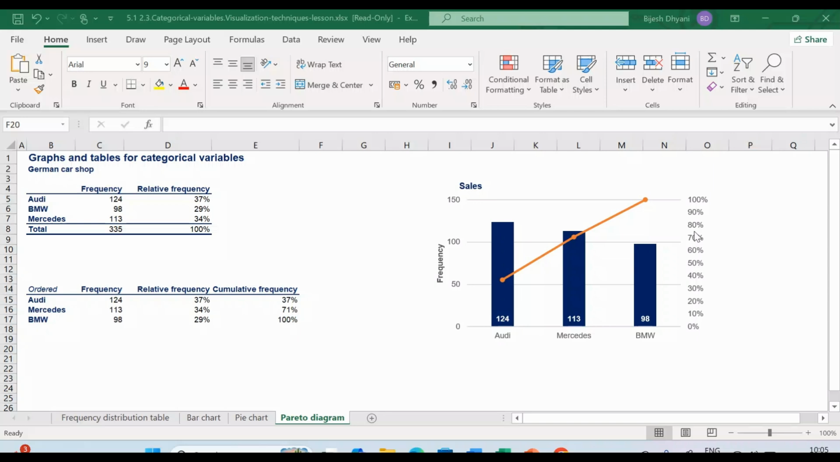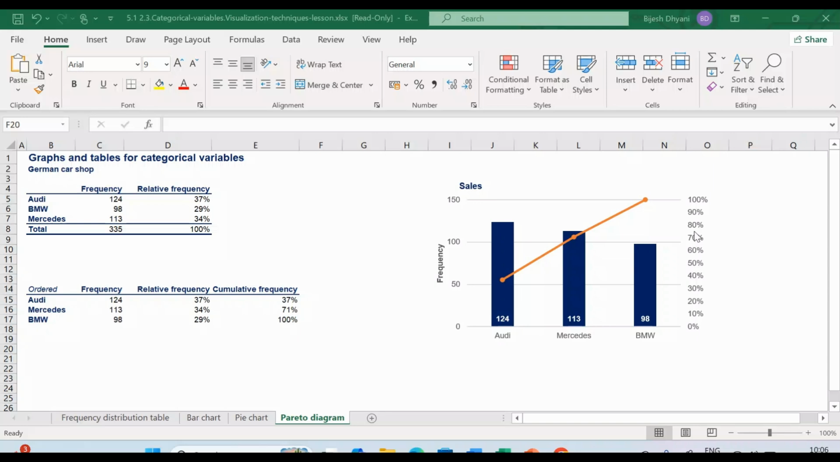In a similar fashion, a Pareto diagram can reveal information like that. It is designed to show how the subtotal changes with each additional category and provide us with a better understanding of our data. So far we have covered the frequency distribution table, bar charts, pie charts and the Pareto diagram. Categorical data can be represented in any of these.